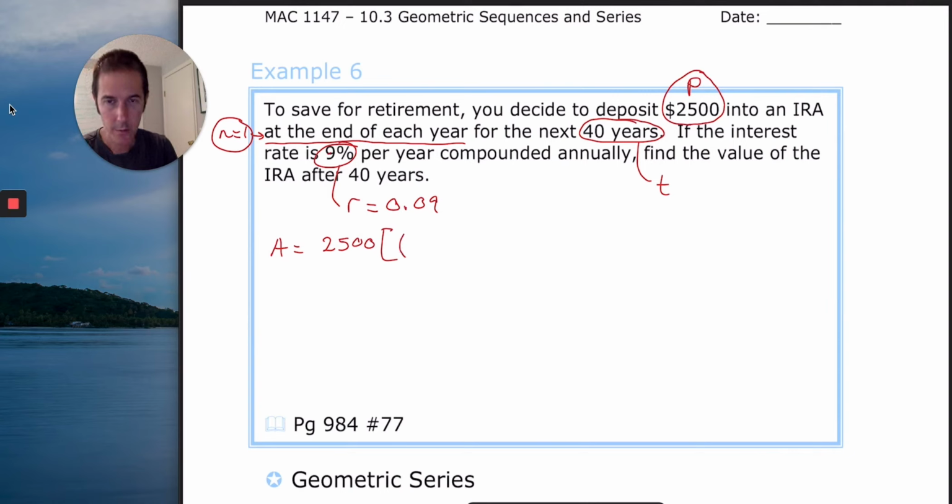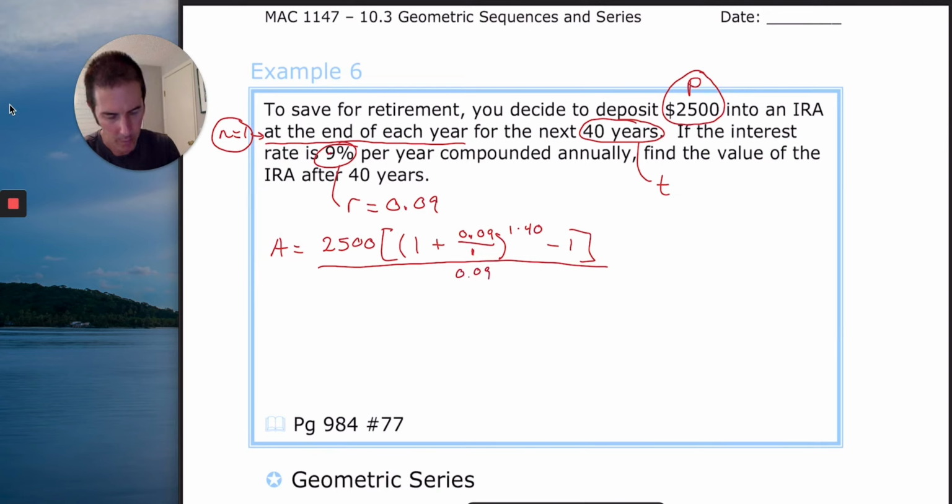Using my parentheses, 1 plus my interest rate, 0.09, divided by, in this case, since I'm compounding annually, my denominator there is only a 1. We're raising that to the power of 1 times 40. This digital pen's pretty accurate, but that does say 1 times 40. Hopefully you can read that. Minus 1. Close, all divided by the interest rate 0.09 divided by 1 equals.